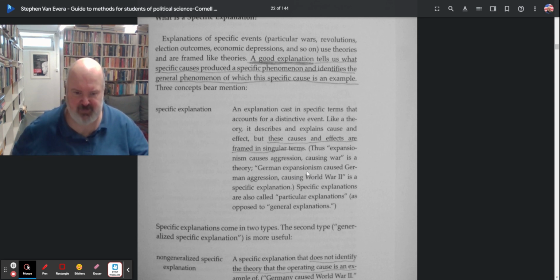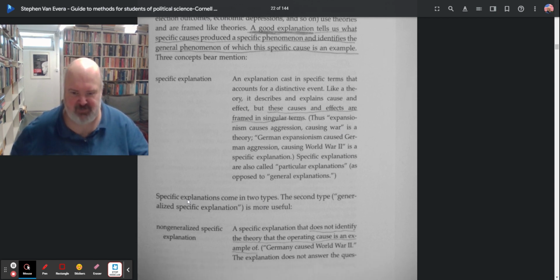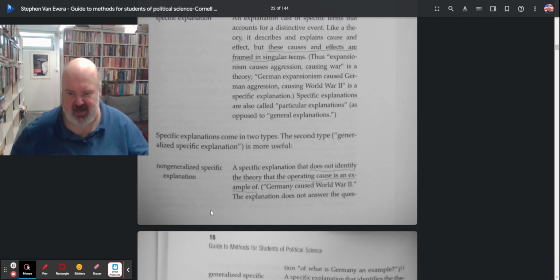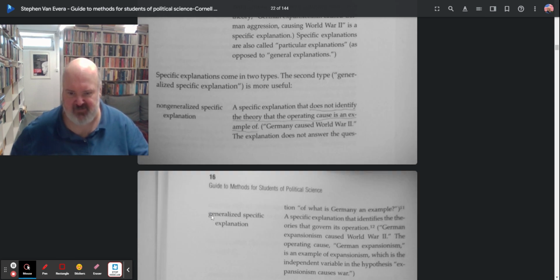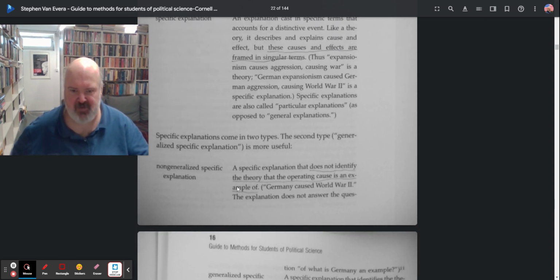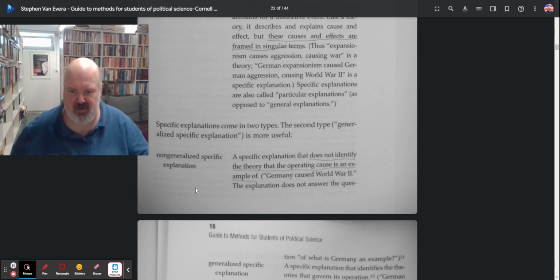So German expansionism is a form of expansionism. German aggression is a type of aggression. This is the specific. This is the general. And World War II is the specific war, and war is the general concept, right? Now, specific explanations come in two types: non-generalized specific explanations and generalized specific explanations. The second type, generalized specific explanation, is more useful.